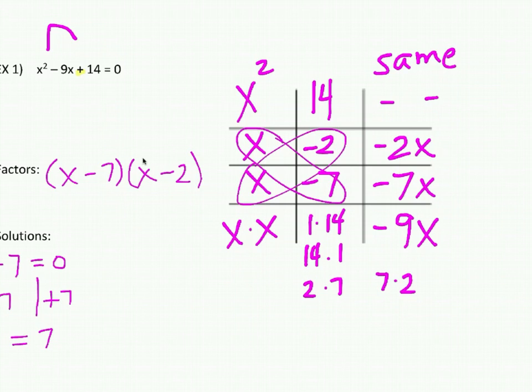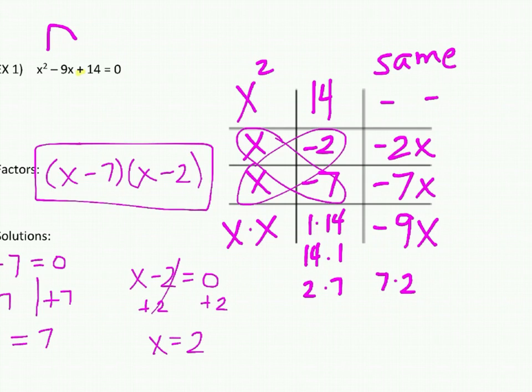So now I take my other factor, which is x minus 2, make it equal to 0, and then I solve. To get rid of a minus 2, we add 2 to both sides. And I get x is equal to a positive 2. All right, so these are my factors.